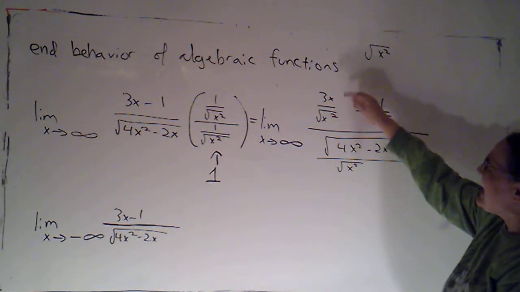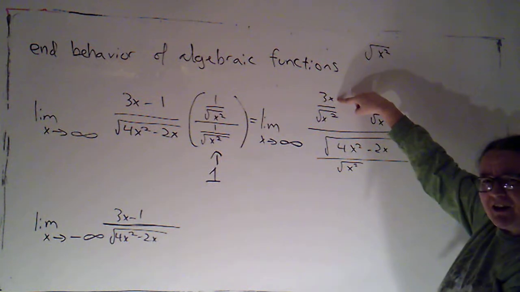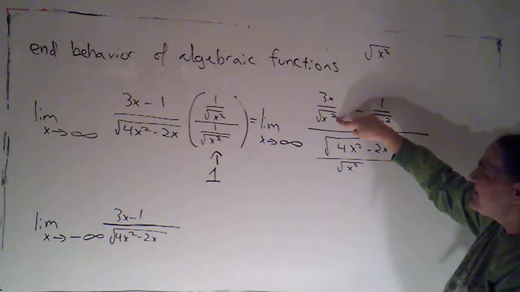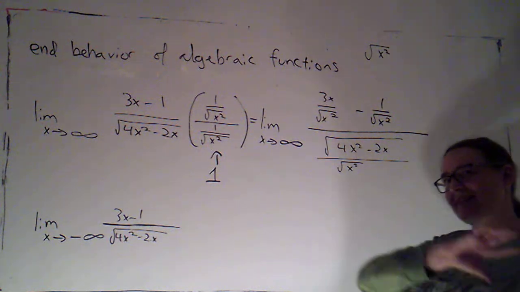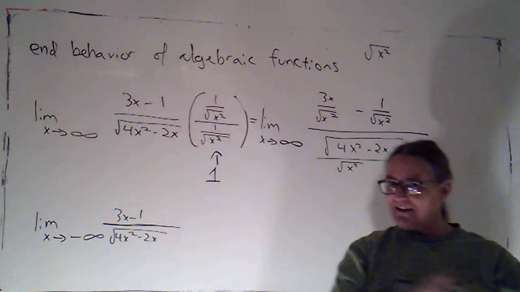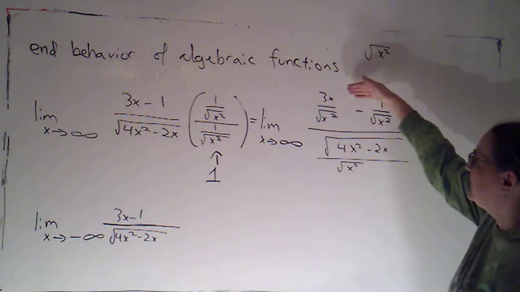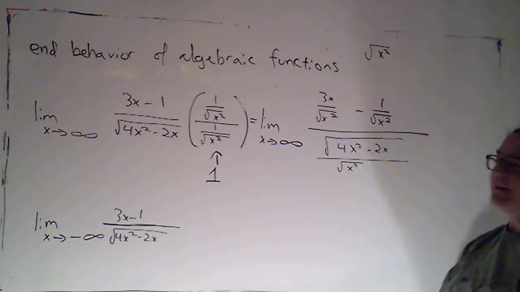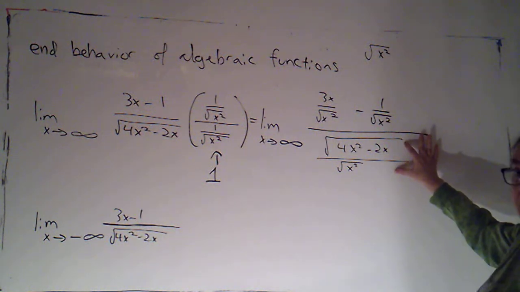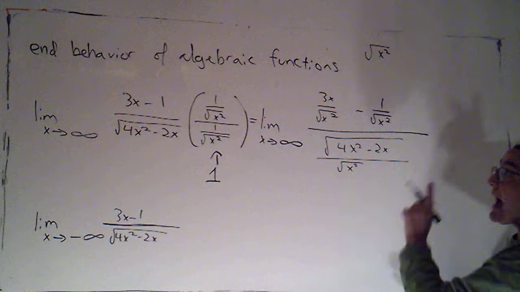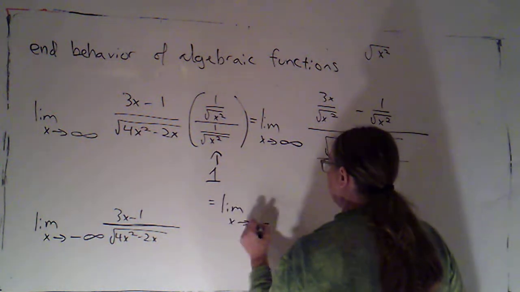But this piece, I can't cancel anything because that x is not under a radical and those x's are. I can't cancel unless everything is outside the radical or everything is inside the radical. So I'm not crazy about having stuff that's not under a root with stuff that's under a root. Here, these guys are under two different roots, but I can use a nice property of square roots on the bottom there.